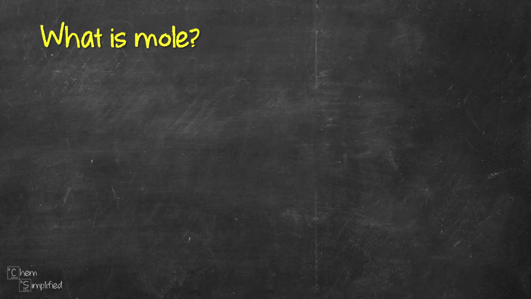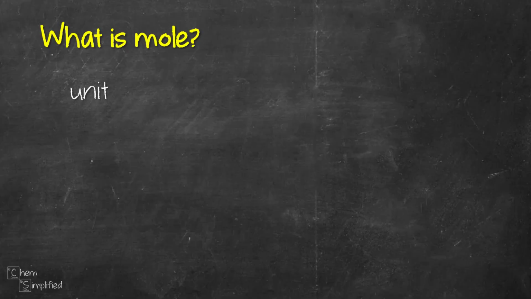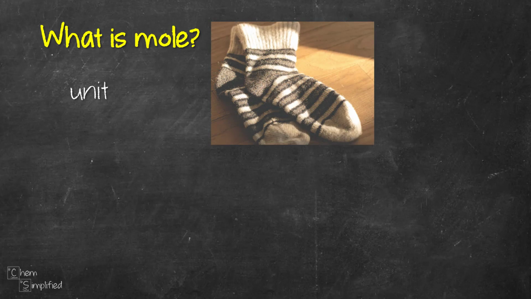First of all, let's figure out what a mole is. Just to be clear, I'm not talking about the skin growth on human skin. A mole is a counting unit that we use to indicate the number that we're referring to. Take these socks, for example. How many socks do you see? Two, right? And we don't say 2 socks. Usually we'll say a pair of socks.